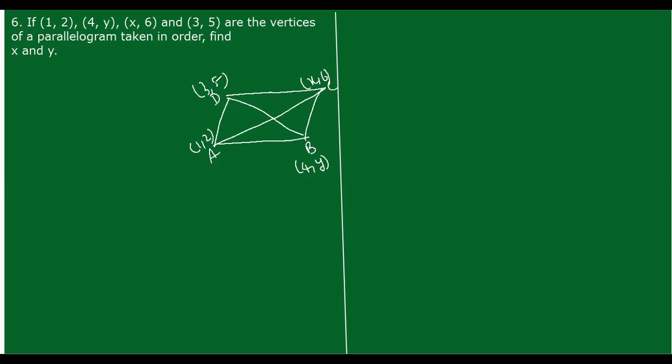Coming to the properties of a parallelogram, the two diagonals bisect each other. So these two diagonals AC and BD touch at point O. This O is the midpoint of AC as well as the midpoint of BD. So here we have to use the midpoint formula to find the x and y values.